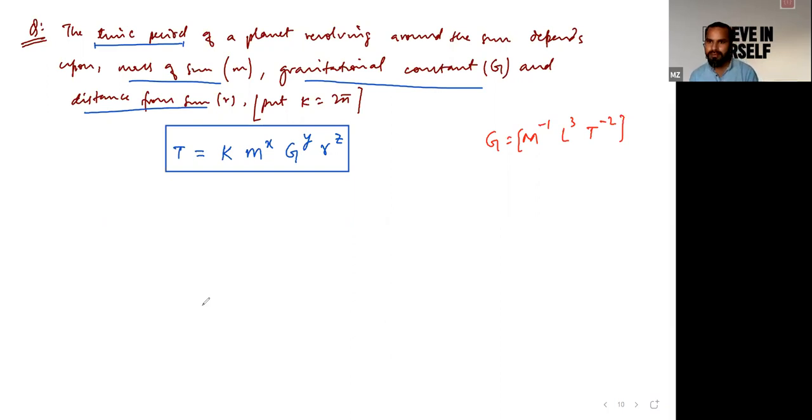Your answer is correct. So are the values correct? Yeah. Now put all those values and try to simplify. Umar, just check your calculation. While simplifying, do we have to use k as 2 pi? Yeah.